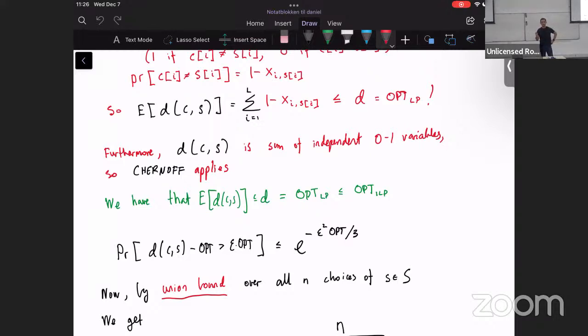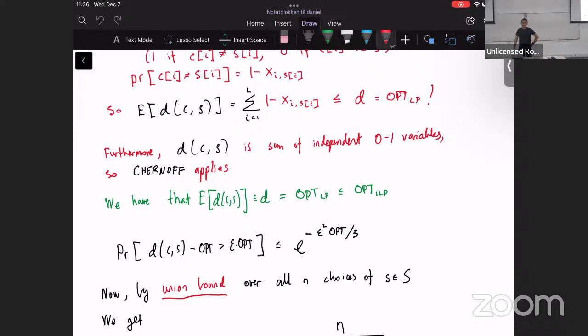So Chernoff applies now not to the maximum distance, because that is the maximum of sums of independent 0, 1 variables, but it applies to independent distances from the center string to a single string in your input. So now again, let's analyze the distance from C to a fixed string S in our input. We know that the expectation is at most D. Now we ask, what is the probability that it is much bigger than D?